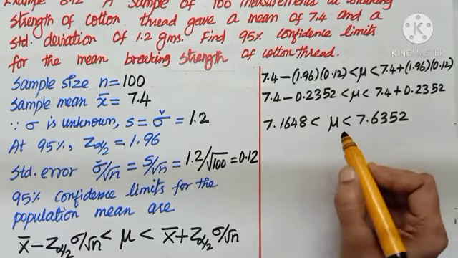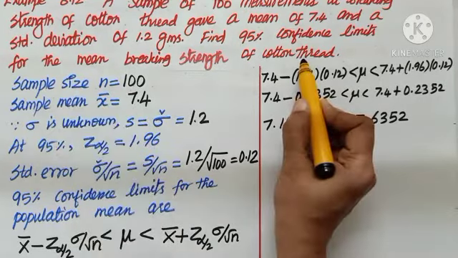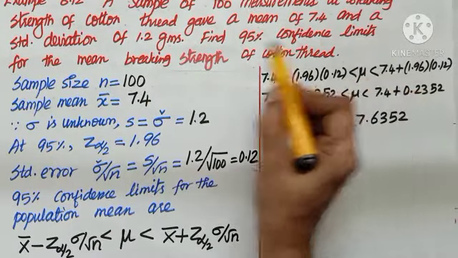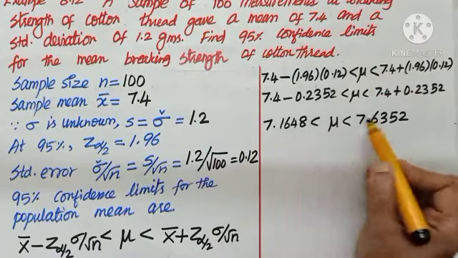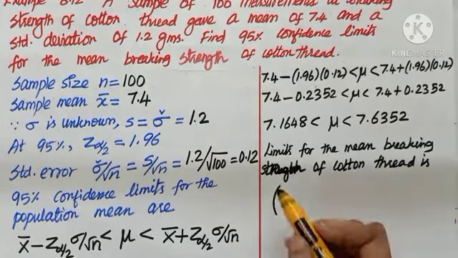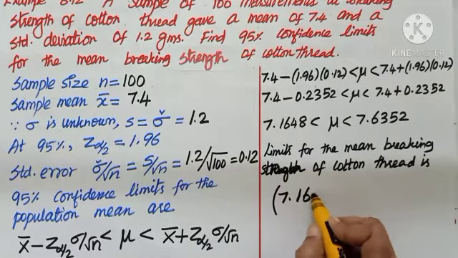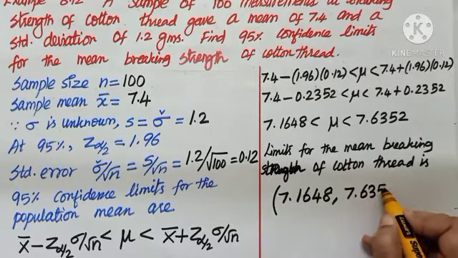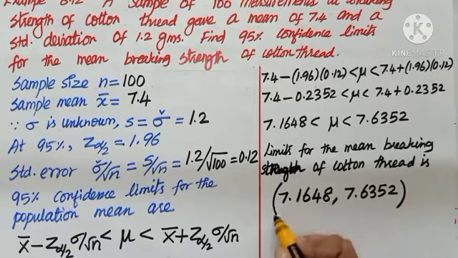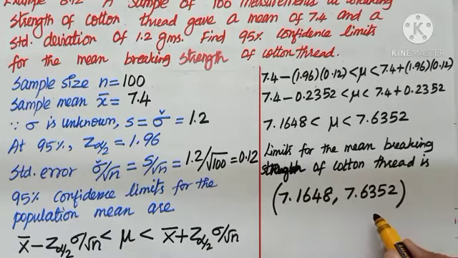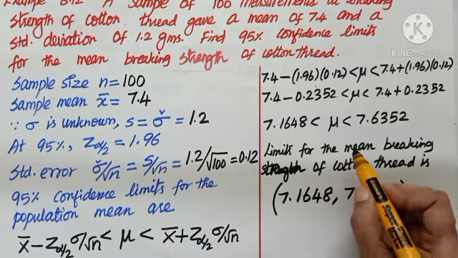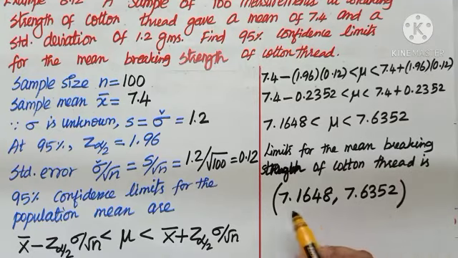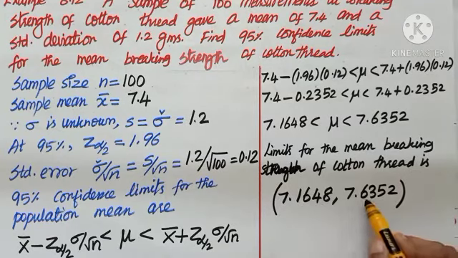Now, take and write the answer from the last line of the question. Mean breaking strength of cotton thread. The limits for the mean breaking strength of cotton thread are these two: 7.1648 starting number, ending number 7.6352. It is an open interval. This number first, this number second. So what we say, the limits, the population mean for breaking strength of cotton thread will be between 7.1648 to 7.6352.